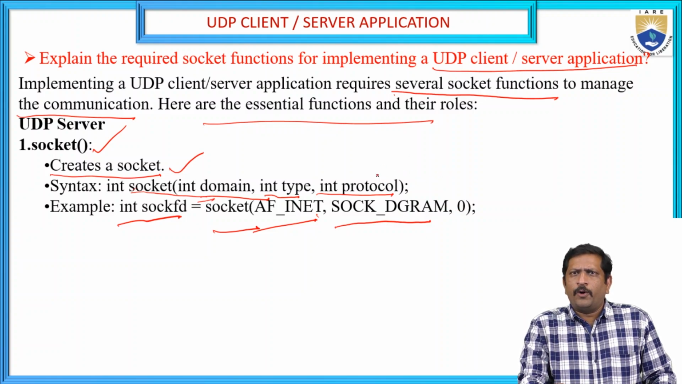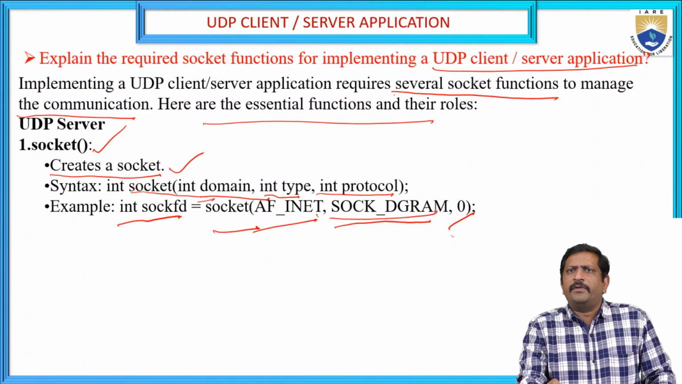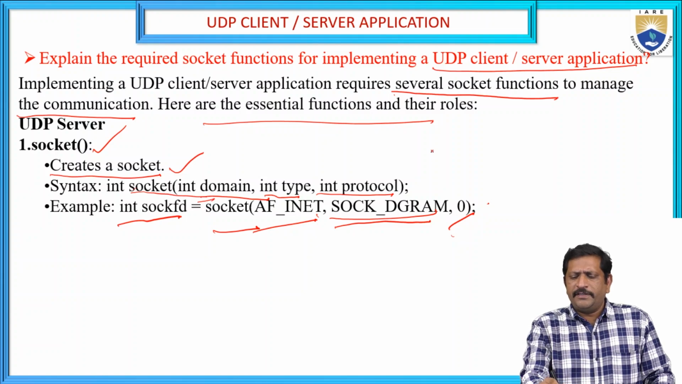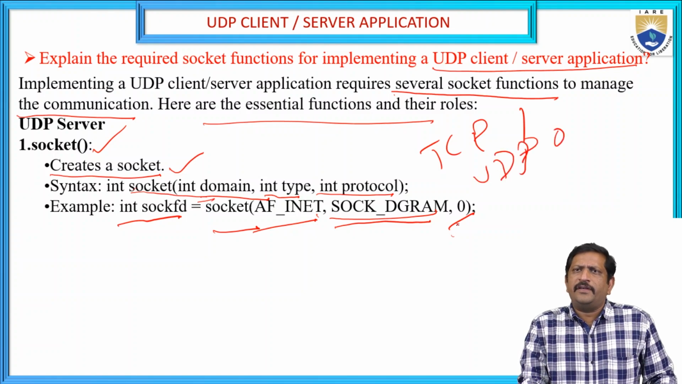Why? Because the protocol we are using is UDP, which is 0, and 0 indicates the User Datagram Protocol. The type of the protocol is the SOCK_DGRAM protocol. Suppose if you use the TCP protocol, then the protocol value is 1. If it is TCP, we write 1. If it is UDP, we write 0.